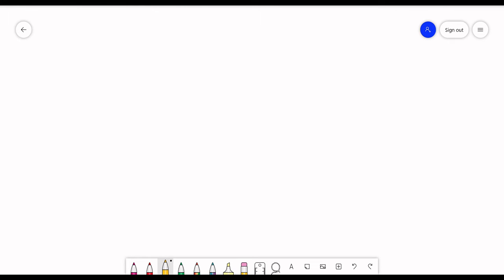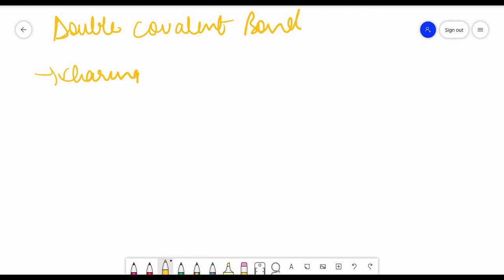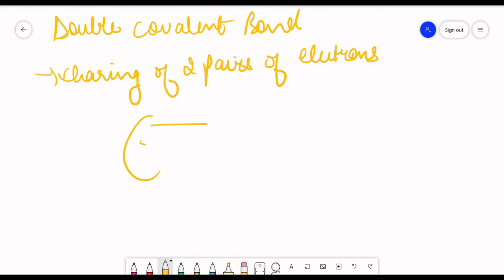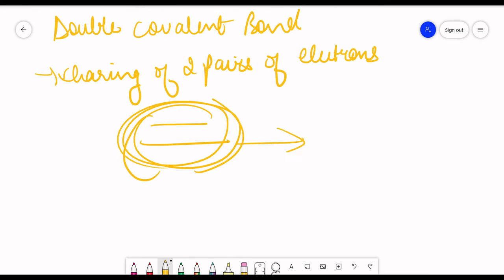Now let's talk about a double covalent bond. If a single covalent bond is formed by sharing a single pair of electrons, then a double covalent bond is formed by sharing of two pairs of electrons, right? So two pairs of electrons are shared in double covalent bonds. And how do you represent it? You represent it by two lines. These are the two lines by which you will represent a double covalent bond, correct?